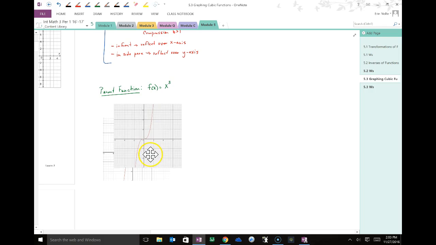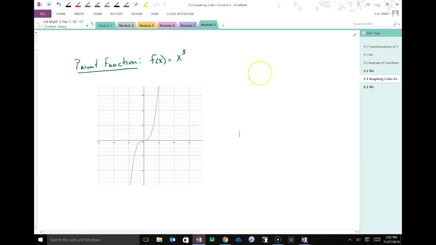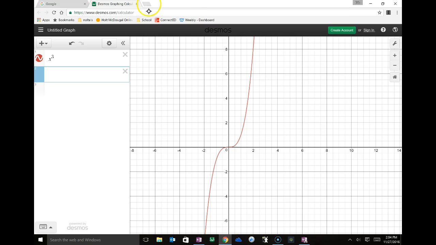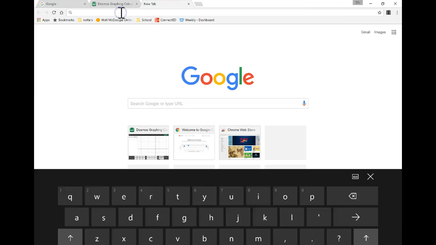So the first thing that I need to do to this function is give it a name. It doesn't actually have a technical name, but of course I need to have a name for it. So I call this the John Travolta. And I'll tell you why I call it the John Travolta. If you've ever seen an incredibly old movie called Saturday Night Fever.